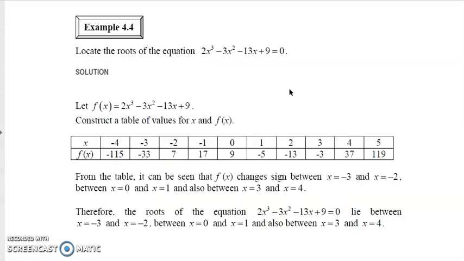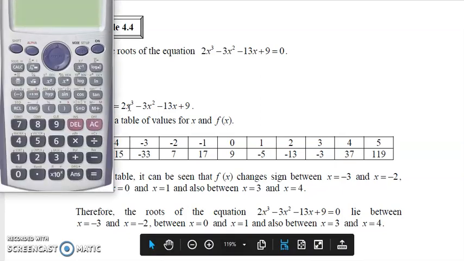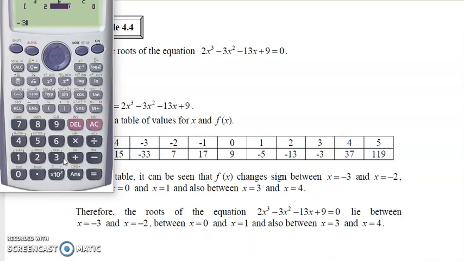Now let's see example 4.4. The question is to look at the roots of the equation 2x cubed minus 3x squared minus 13x plus 9 is equal to 0. If you try to use your calculator, you will enter 2 here, negative 3 here, negative 13 here, and plus 9 here.